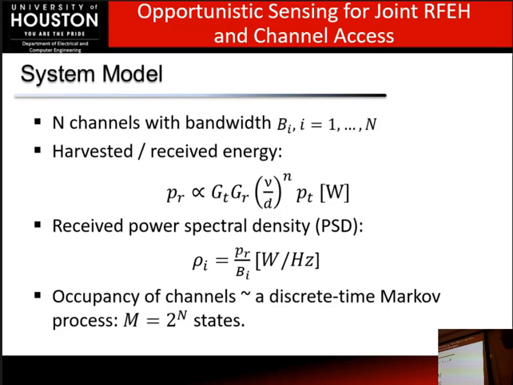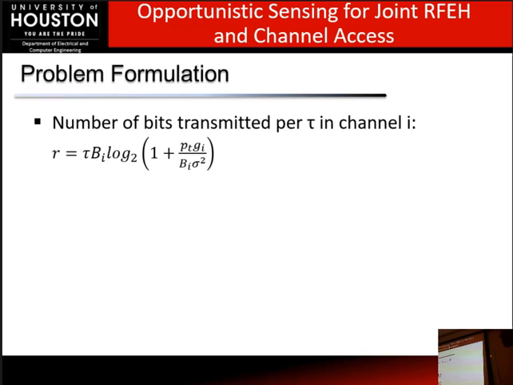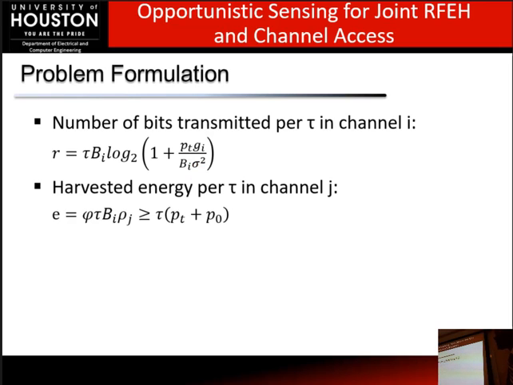So this is our system model. We have N channels, each with bandwidth B_i. The received energy is proportional to the antenna gain, like I showed you earlier in the presentation. The received power spectral density is the ratio of the received energy and the bandwidth. And each of these channels follows a discrete-time Markov process with M states. Here I define the number of bits transmitted per channel as R, where G is the gain of a specific channel and sigma squared is the noise. This is for the information transfer.